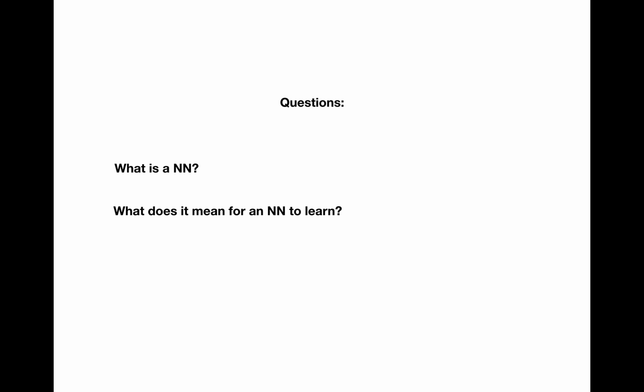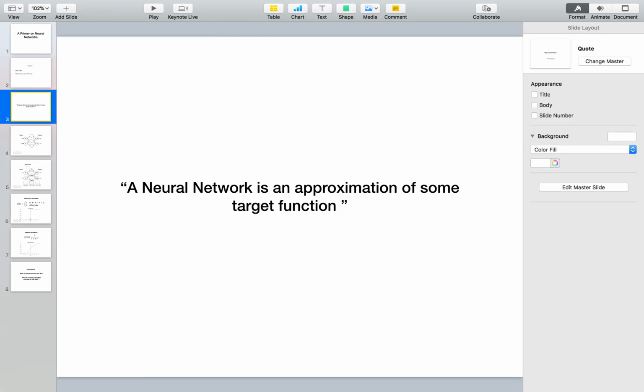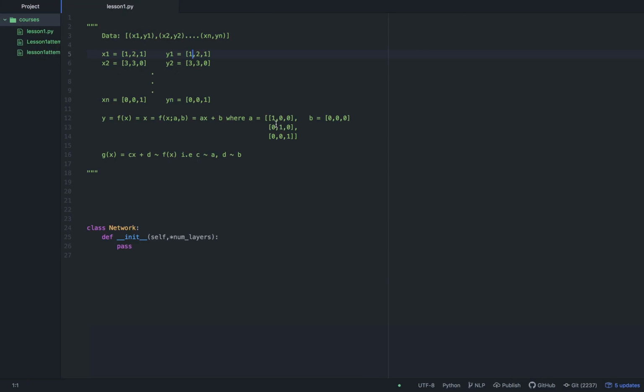Firstly, what is a neural network? Secondly, what does it mean for a neural network to actually learn? So the first of these questions is a bit of a one marker in that, really put simply, a neural network is an approximation of some sort of target function. Okay, maybe it's not so simple, because what do we mean by that?